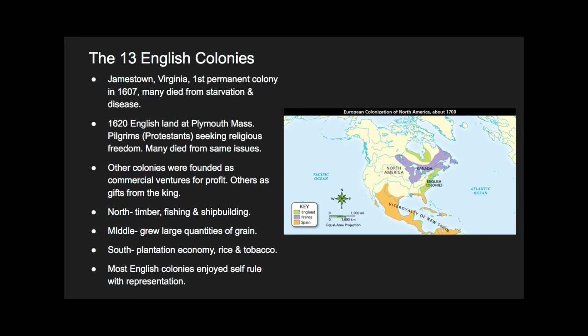The Native Americans are going to allow the remaining populations to survive this winter as they show them where resources are and how to grow crops in this kind of climate. Now, moving to Plymouth, in 1620, we see another group of English settlers landing at Plymouth, Massachusetts, and they will be the Pilgrims, or English Protestants, who will be rejecting the Church of England. Now, they will seek religious freedom rather than commercial profit.